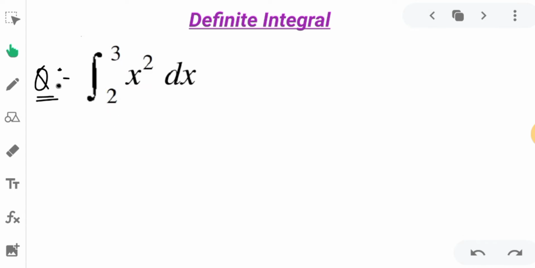So how do we solve a definite integral question? To solve it, first we'll solve this integral part. Then at last, whatever result we get after integration, we will put in the lower limit and upper limit. First I will find the integration of this. You know we discussed in previous videos how to find it.